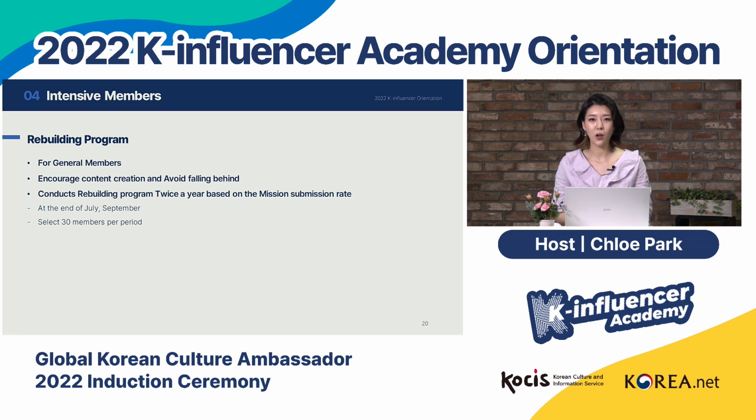And you might wonder how many people will be selected in the rebuilding program. It's a total of 60 members. That's quite a lot. It's 1/5 of the 300 members of the already selected intensive members. So in each batch of the rebuilding program, we're going to select 30 members. So 30 members for the month of July and 30 members for the month of September in the second rebuilding program. So there's much chance to be selected as an intensive member if you're not a member yet. So always submit your missions on time, be active, and don't give up on your hope.